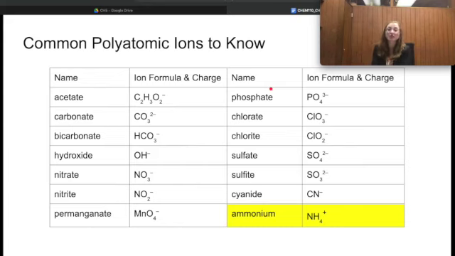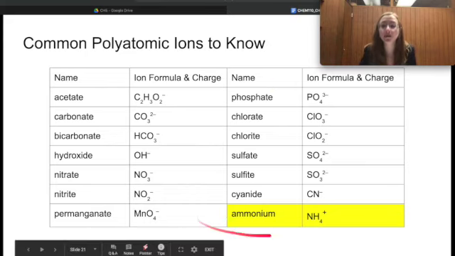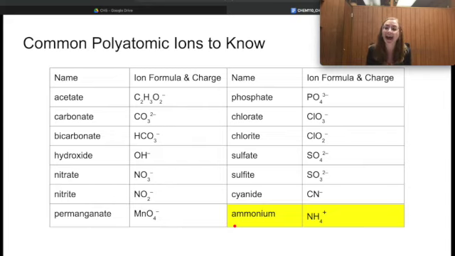However, there is one really interesting polyatomic ion on our screen I want to point out for you right now, and that is ammonium. I've highlighted ammonium in yellow on your screen specifically because it has a positive charge. It is our only cation that is a polyatomic ion. Remember, cations are positively charged ions, and anions are negatively charged ions. So these words still apply here.